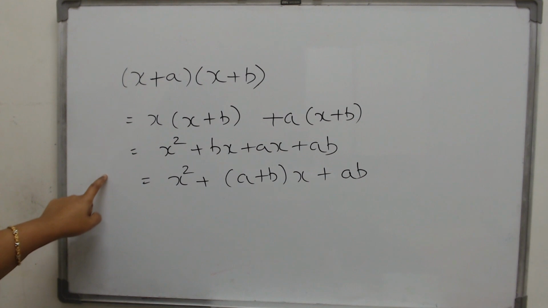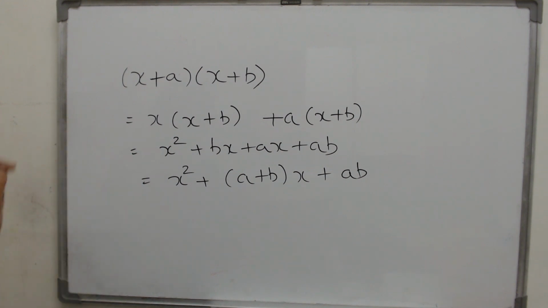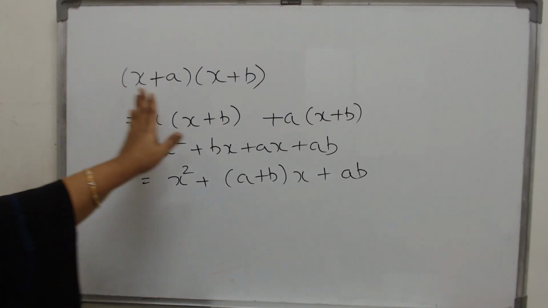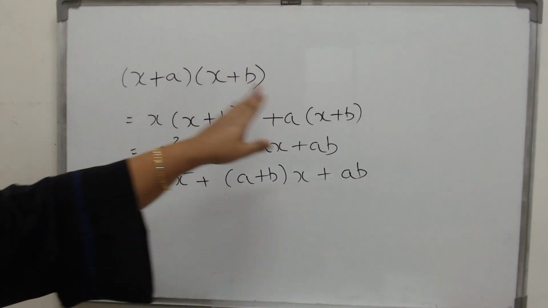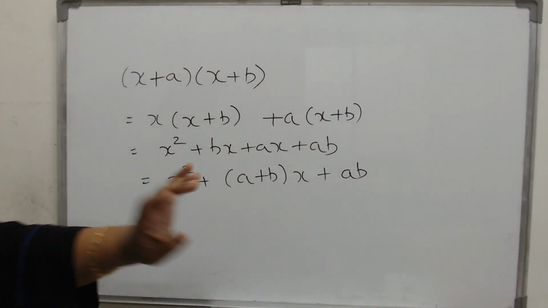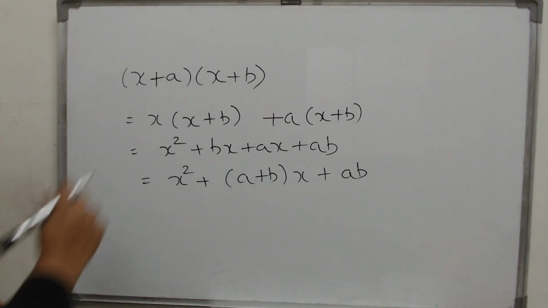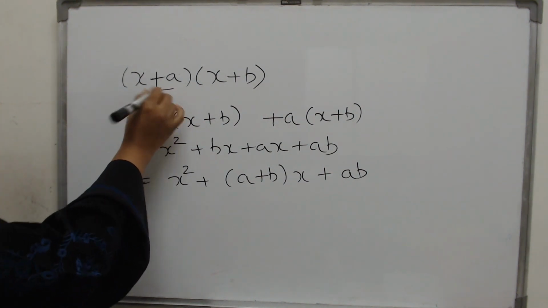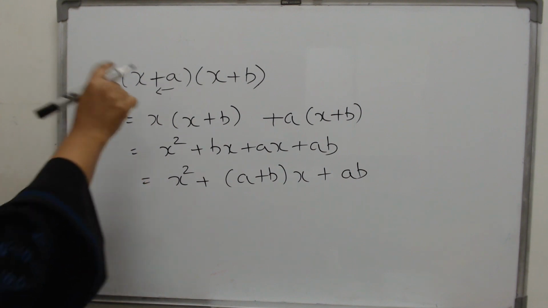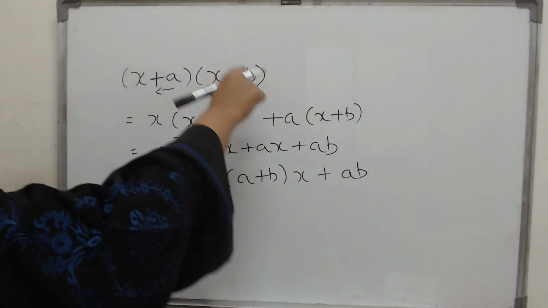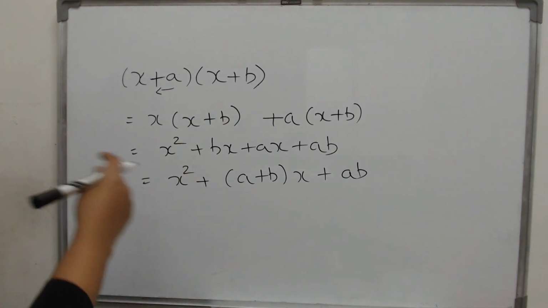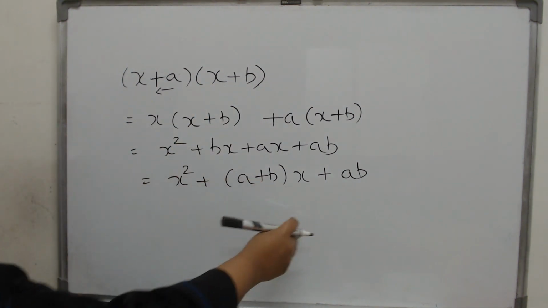This is how we expand the product of these two factors. Take x, multiply it with the whole of the second term. Take a, multiply it with the whole of the second term. But remember, when you take a, remember to take the plus with a, because that sign belongs to a. So plus a into the whole of the second term, then apply the associative property. This is your final answer.